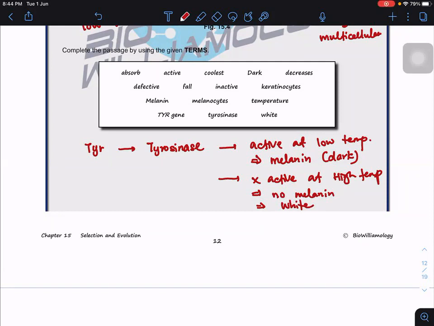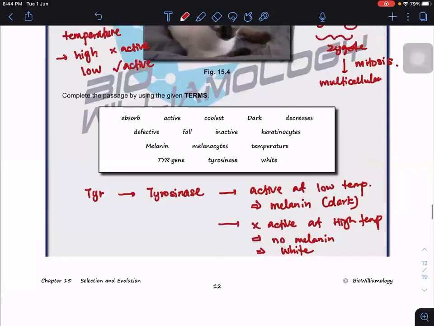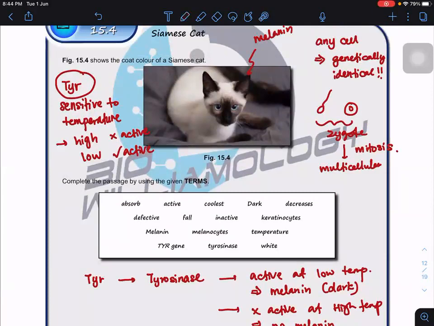So this is how the cat actually responds to the environment. Because if you look at every single cell, every part of the body, by right they should have the same genotype because they come from one zygote. From one zygote to become a multicellular organism through mitosis means that it must be genetically identical. So if they're genetically identical, why does it still show us different coat color, particularly at the extremities, face, and also the ear where the body temperature is low?